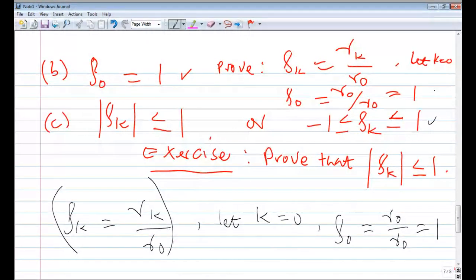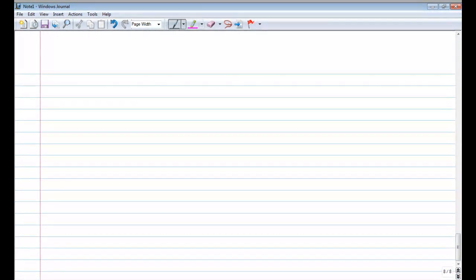But before you do that, on your own time, let me just give you a hint. How do you do that? How do you solve that? Remember, we just want to prove that rho k is greater than minus 1 and less than 1. Hint.